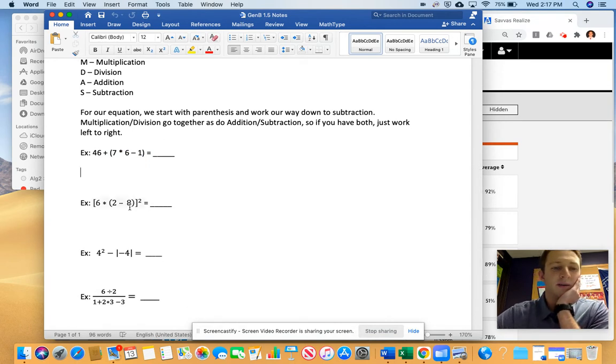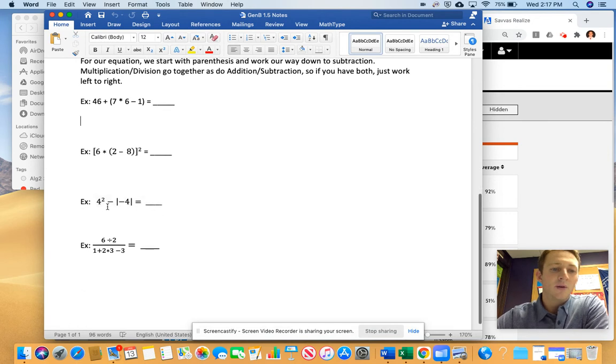In the second example, we have brackets, which we treat as parentheses, and then more parentheses inside. So we need to start as far in as we can, and we have 2 minus 8, which is -6. Then we have multiplication outside of that, so 6 times -6, which is -36. And then we have an exponent on the outside, so -36 times itself. You would plug that into a calculator, and there you go.